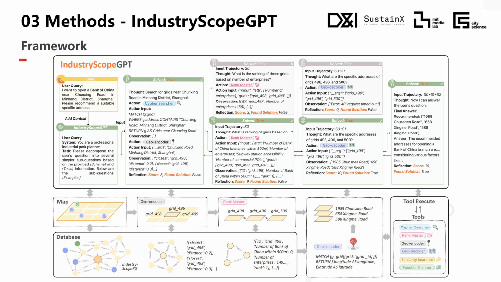At the root node, IndustryscopeGPT decomposes the query into the first sub-question. It then concurrently invokes potential tools like Cypher Searcher or GeoEncoder to interact with the database and Baidu Map to geolocate the mentioned address to specific grids. New child nodes are generated from the LLM feedback. It might invoke the Rank Master to sort the identified grids based on their features. In the next depth, MCTS picks the best node for further expansion. The top 5 grids are then decoded, resulting in the top 5 real addresses for recommendation.